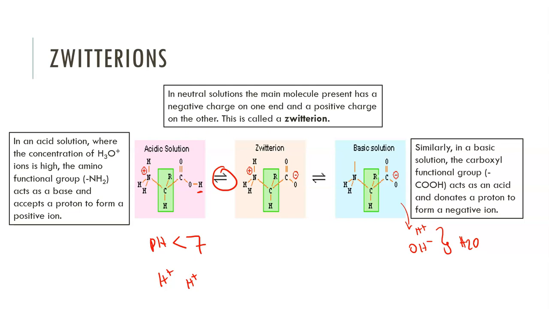So in basic solutions, we will see the negative ion on the carboxyl of the amino acid. In acidic solutions, we will see the positive ion on the nitrogen as it gains an extra hydrogen. Remembering that pH less than 7 is acidic and that pH greater than 7 is going to be basic.